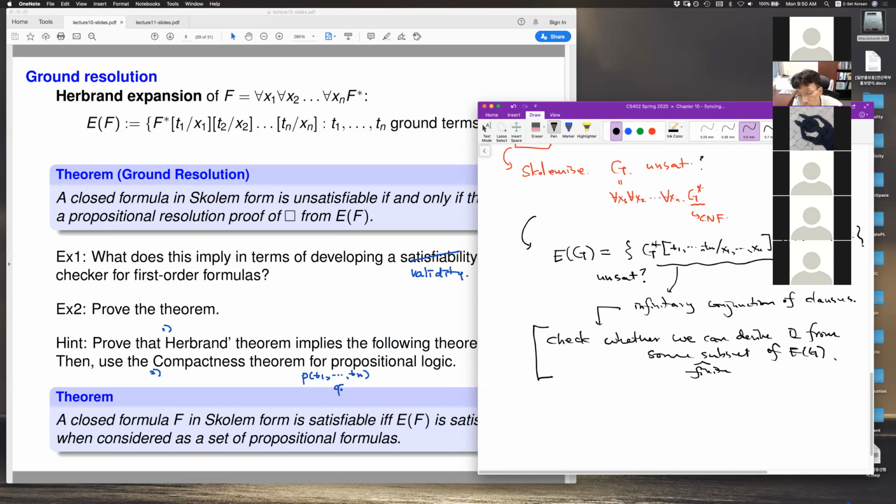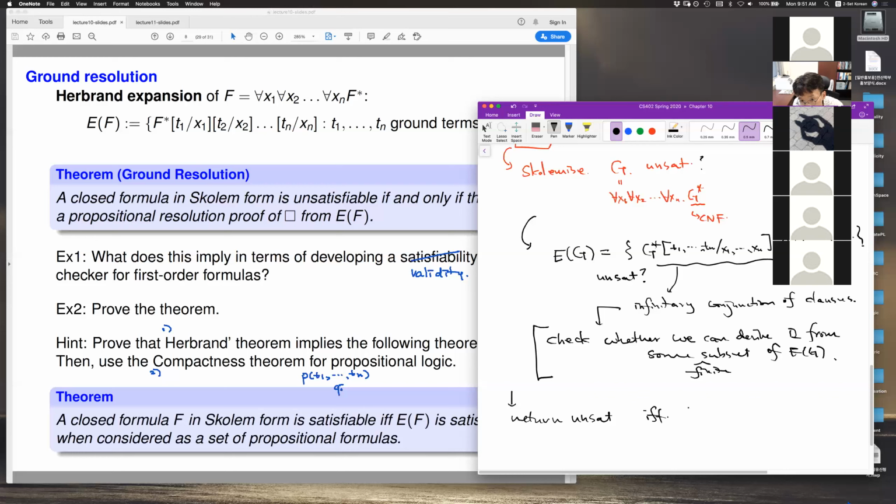Otherwise, now we consider 100 plus one more instantiations, which will be a larger formula. And we again check whether we can derive a contradiction using a resolution theorem prover for propositional logic. And if we can find it, we are done. Otherwise, we continue, and we go on forever. So then, this entire step will return unsat.